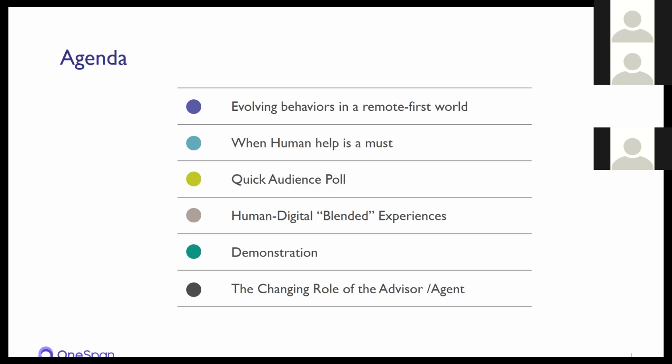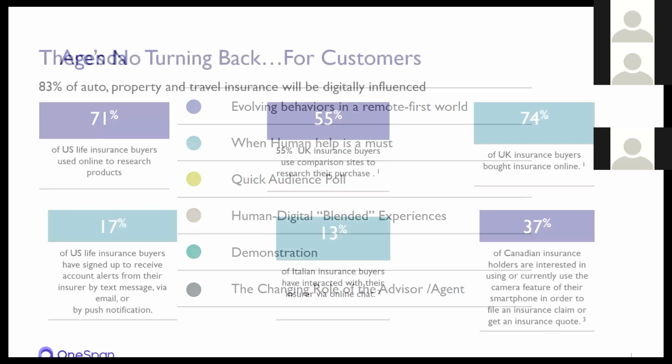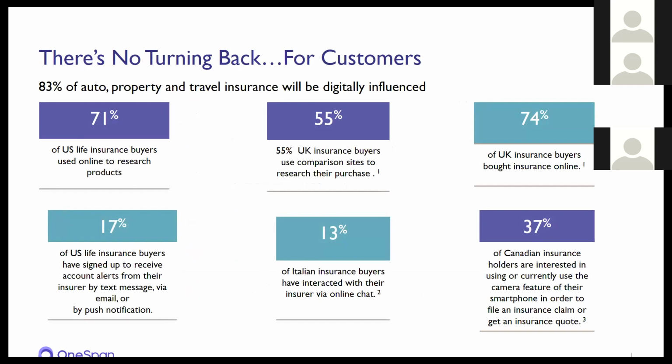We're going to unpack a little bit around new and emerging behaviors in this remote world, with some great research from Forrester. We're going to talk about which use cases really do require that human assistance. We are going to ask for your involvement in one short poll, and then we're going to get into what the human digital experience looks like. Pat will take over, and then we'll tie up with a little bit around the opportunity for insurance when we're looking at our advisors and agents. It really is an opportunity to get ahead of other financial services sectors, which is a real first for insurance. So let's look at the Forrester research.